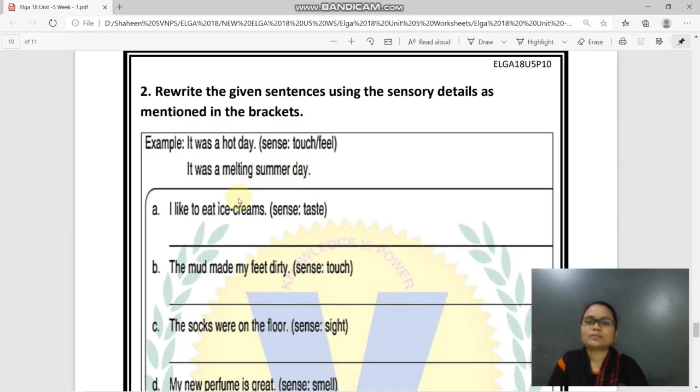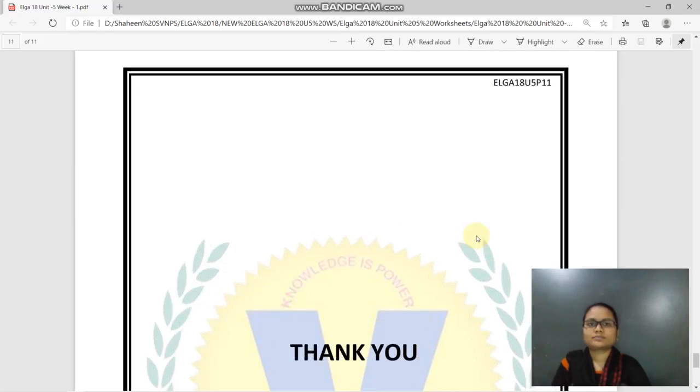Similarly, you are supposed to rewrite the given sentences using the sensory details. You can see the sensory details are given in the bracket. You can rewrite the given sentences using the sensory details as mentioned in the brackets, children.